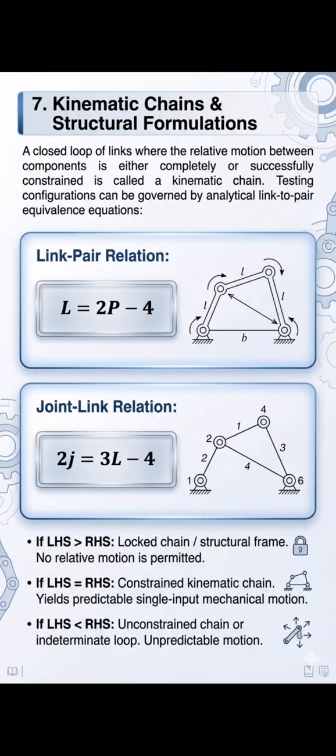If LHS is greater than RHS, it is a locked chain or structural frame; no relative motion is permitted. If LHS equals RHS, constrained kinematic chains yield predictable single-input mechanical motions. If LHS is less than RHS, it is an unconstrained chain or indeterminate loop with unpredictable motion.